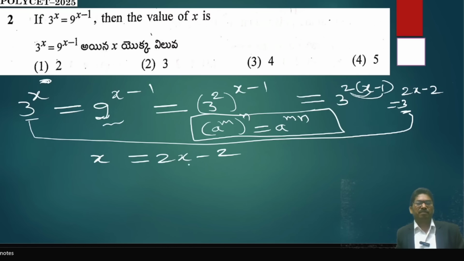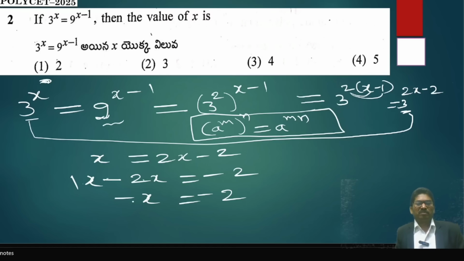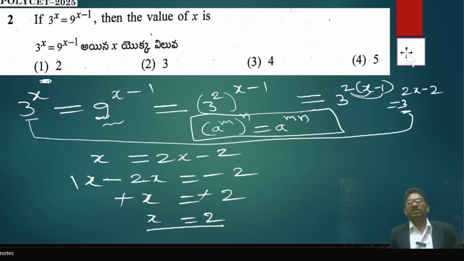After transposition, while transposing quantities, a plus quantity becomes a minus quantity. This 2x becomes minus 2x: x minus 2x is equal to minus 2, so minus x is equal to minus 2. Dividing by minus 1 on both sides, we get x is equal to 2. So what is the correct answer? 2 is the correct answer. Option 1 is correct.